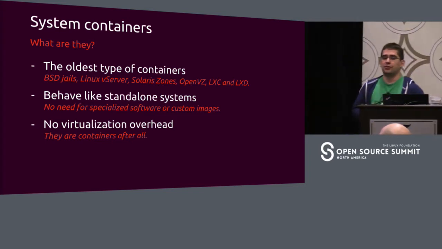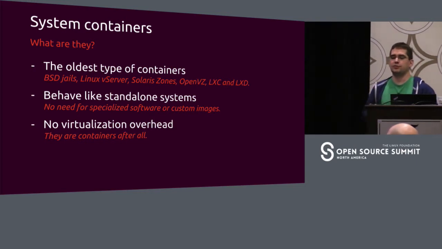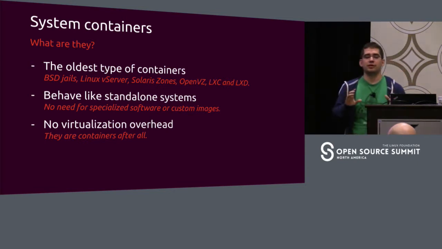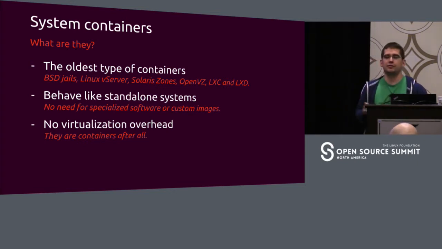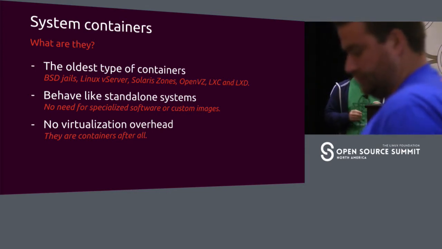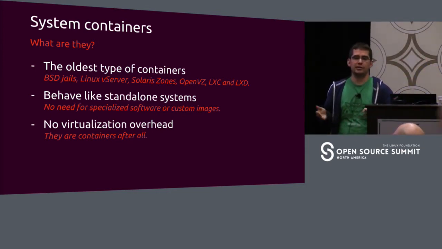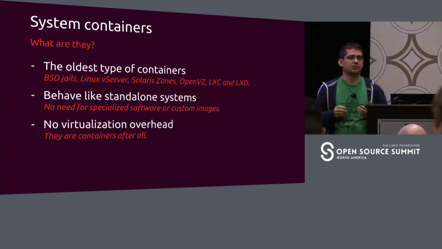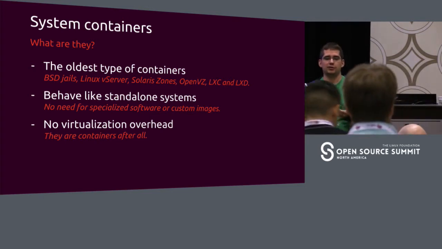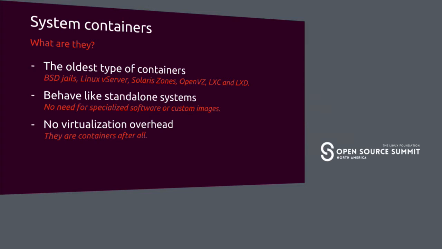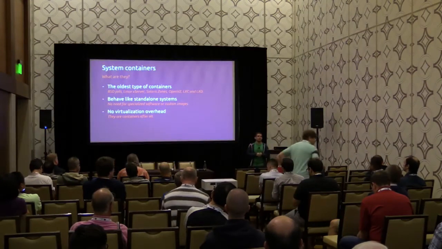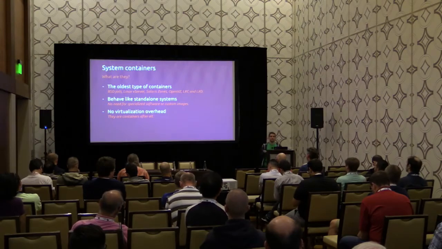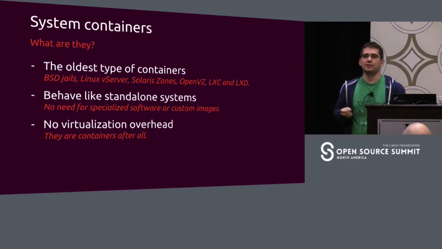System containers very much behave like a standalone system. They run an init system. They run clean distro images. They don't need any kind of specialized software that's container aware. They don't need custom images. They will boot a full system exactly like you would on a normal machine or in a virtual machine. The only difference being that they share the kernel with the host. So long as you're not trying to run Windows or some other operating system, you can run whatever Linux distro you want inside a system container. And there is no need for any kind of virtualization because you're dealing with containers after all.